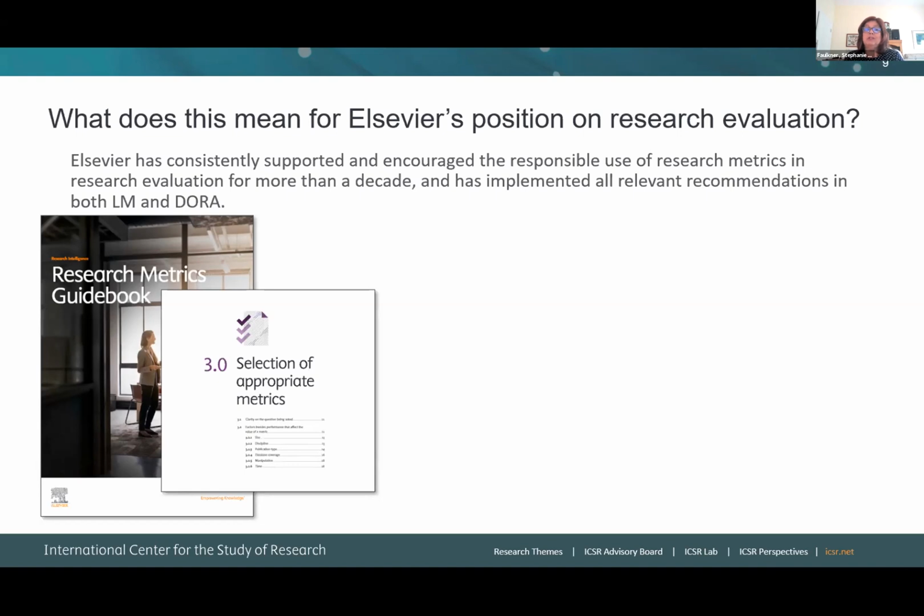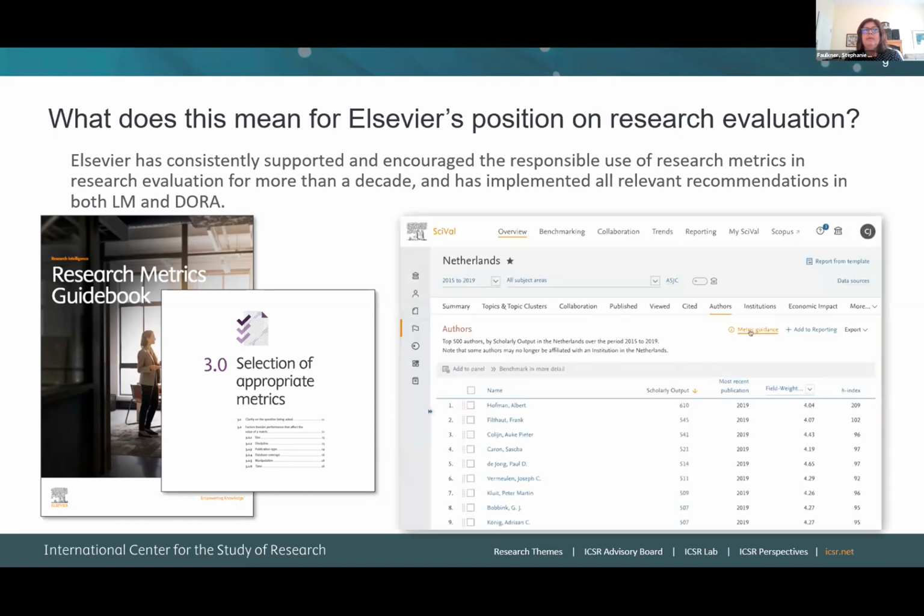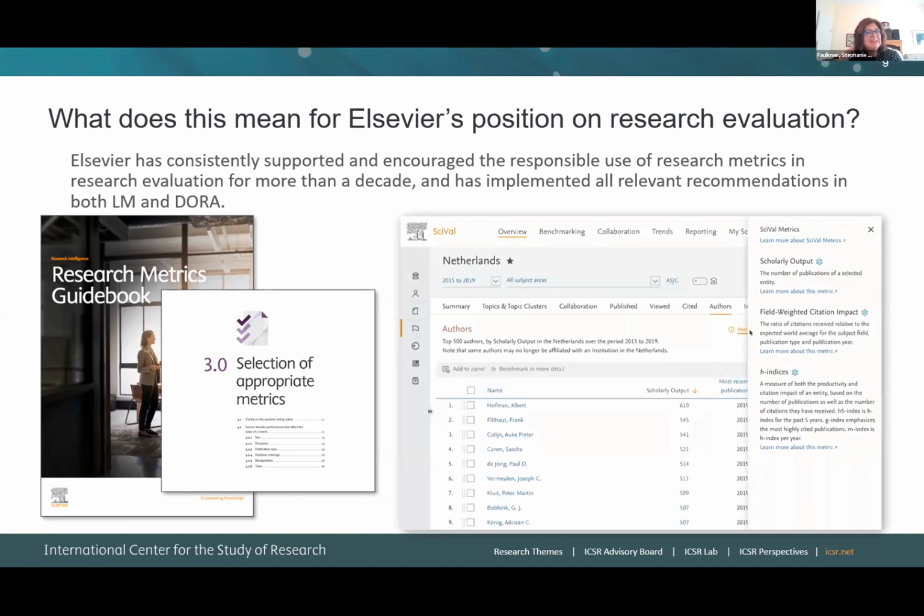And within that guidebook, we actually devote a whole chapter where we suggest which metrics to use for whatever evaluation case you're presented with. And we even give suggestions of ancillary or companion metrics that you could use or could be useful to examine alongside any given indicator. We're trying to reinforce that idea that you should never rely on just one metric. You should always have a mix of both qualitative and quantitative metrics and indicators for truly responsible research evaluation and assessment.